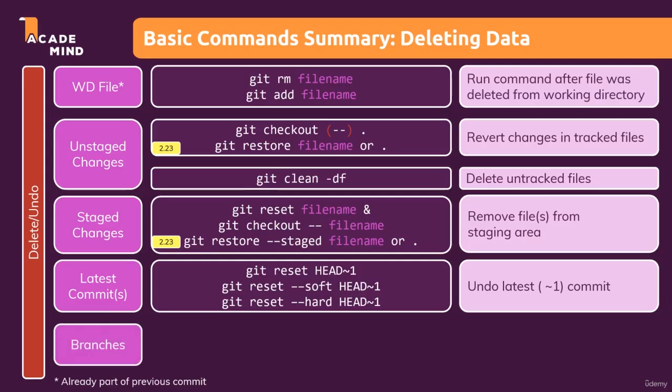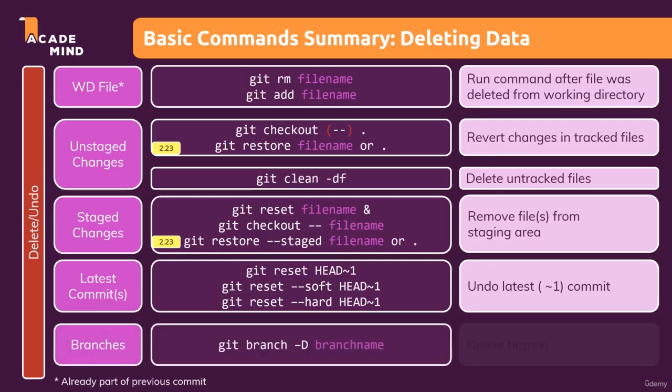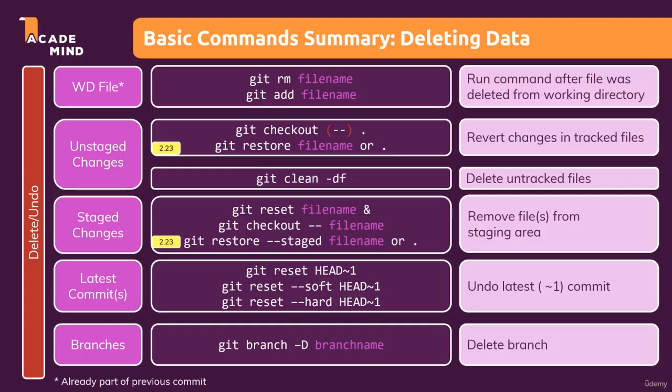Finally, we also learned how we can remove branches. This is pretty straightforward. We simply use the git branch -D command and then the branch name. This will delete a branch from our git managed project here.